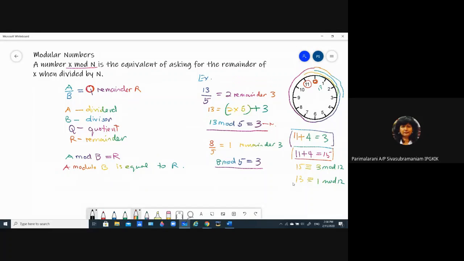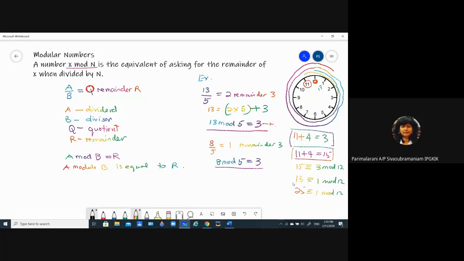15 is 3 mod 12. 16, 17, 5 mod 12. Until you reach 24 here. 24 is 0 mod 12. Then you come back here to 25. 25 is 1 mod 12. Okay, so 25 is 1 mod 12.